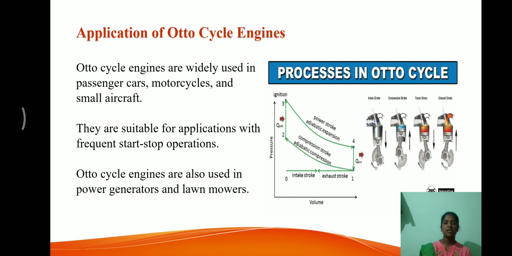And next, application of Otto cycle engines. Otto cycle engines are widely used in passenger cars, motorcycles, and small aircraft. They are suitable for applications with frequent start-stop operations. Otto cycle engines are also used in power generators and lawn mowers.